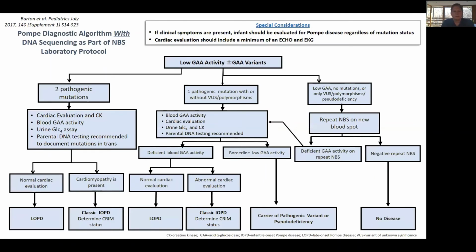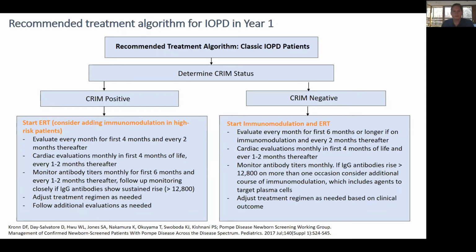So again here, a nice flow chart showing the Pompe diagnostic algorithm with DNA sequencing as part of the newborn screening laboratory protocol. And a number of states now do include the molecular testing or the DNA sequencing as part of their screening process. Once they've done the dried blood spot, they follow up with the GAA variant testing, and then that information is what's provided to the physicians. This tells us a recommended treatment algorithm for patients with classic infantile Pompe disease, with determining the CRIM status being a very important first step, because then that determines how often you evaluate, whether you start immune modulation, although we are at Duke and other places introducing immune modulation even for CRIM positive patients at this point.